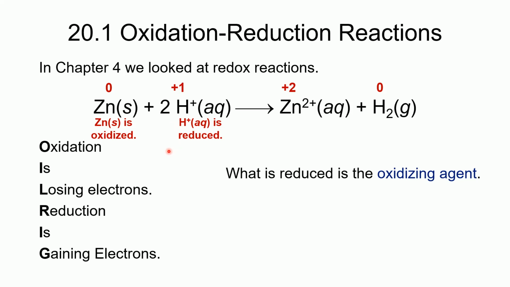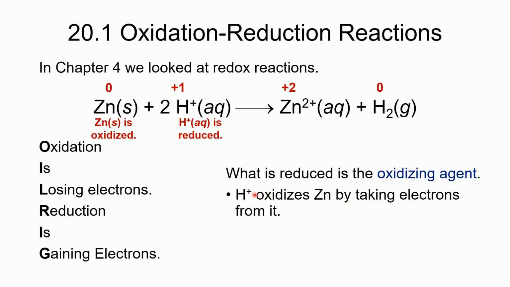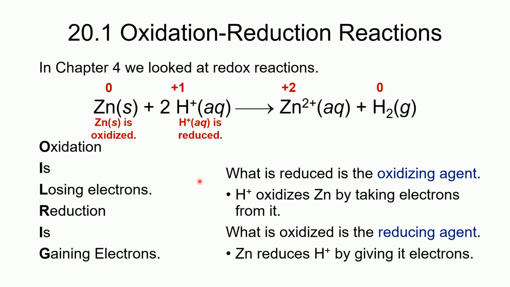Now, one other thing, because I do want you to understand the difference between oxidizing agent and reducing agent. This may seem a little bit confusing, but it's really not too bad. Whatever is reduced, we call that the oxidizing agent. So here, since hydrogen plus got reduced, it is the oxidizing agent. It oxidizes the zinc. Whatever gets oxidized is going to be the reducing agent. So in this case, since zinc gets oxidized, zinc is going to reduce the hydrogen. So zinc is our reducing agent.